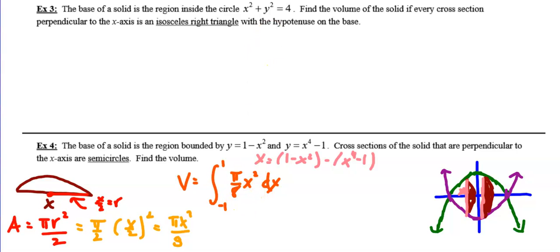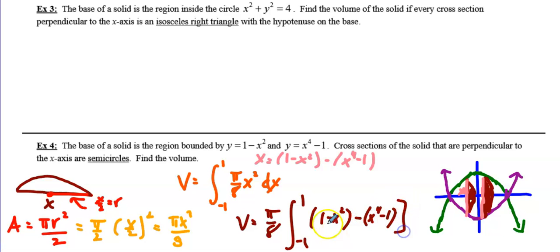Now, to actually solve the problem, what I want to do really fast is I'm going to pull out the pi over 8. I'm going to go ahead and do negative 1 to 1. And then I'm going to plug in now what my x is. So it's going to be 1 minus x squared minus x to the 4th minus 1. And I'm going to put a big old bracket around this, and I'm going to square it, dx. And then using my graphing calculator, I'm going to go ahead and say, okay, this is 1.9348, or 1.935 if you want to think about it like that.